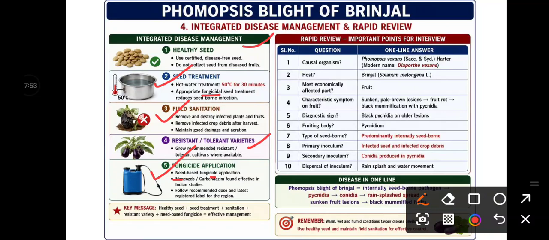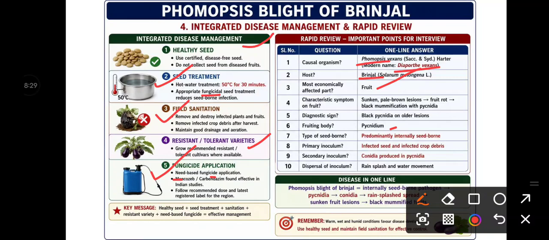The causal organism of Phomopsis blight is Phomopsis vexans. The modern name is Diaporthe vexans. Host is brinjal. The most economically affected part is the fruit. The characteristic symptom is a sunken pale brown lesion that ultimately leads to fruit rot and black mummification with pycnidia. The diagnostic sign for this pathogen is black pycnidia in the older lesions. The fruiting body is the pycnidium that produces the conidia. It is predominantly internally seed-borne.